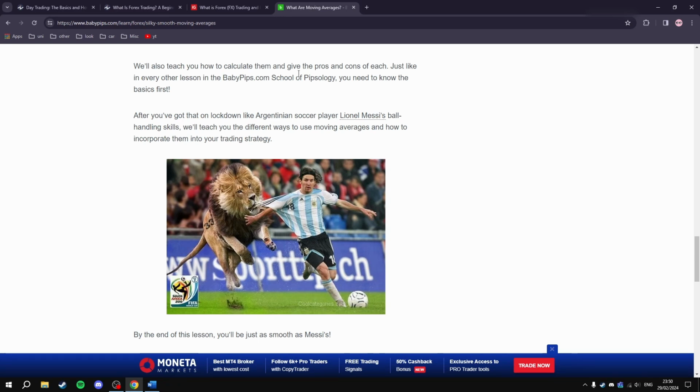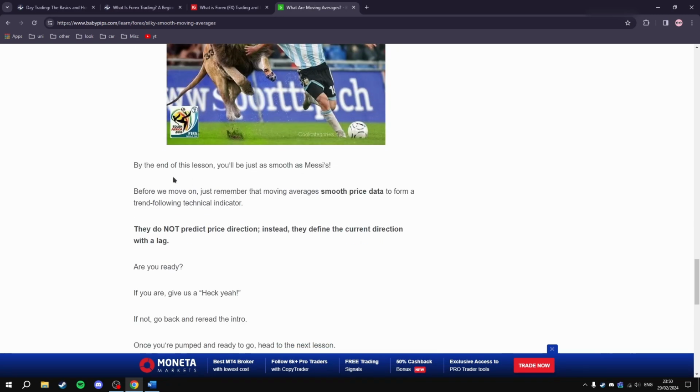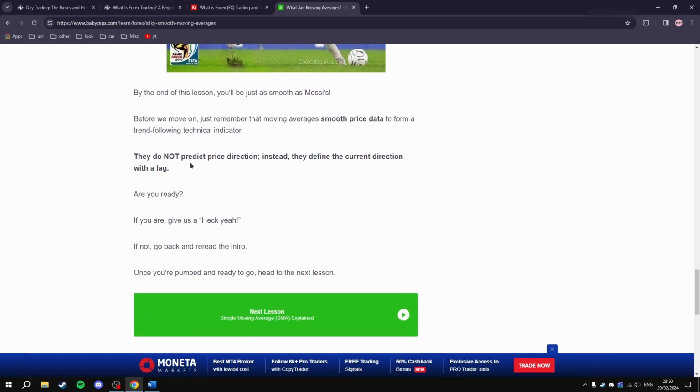It's a very nice image right here. By the end of this lesson, you'll be just as smooth as Messi. Before we move on, just remember that moving averages smooth out price data as a form of trend following technical indicator. They do not predict price direction. Instead, they define the current direction with a lag.